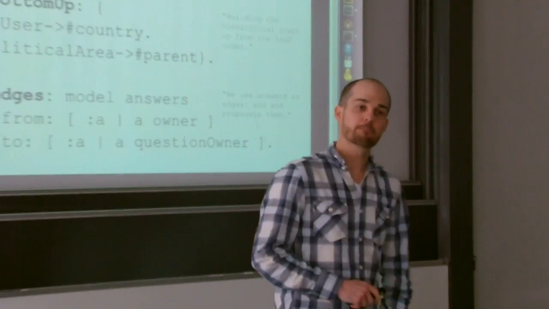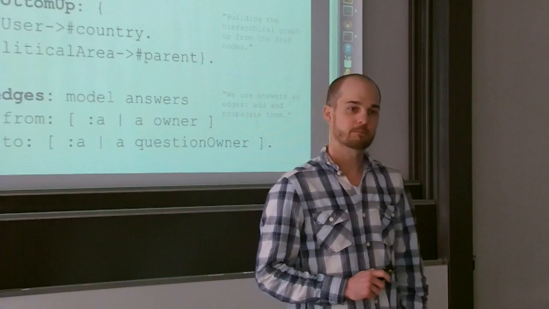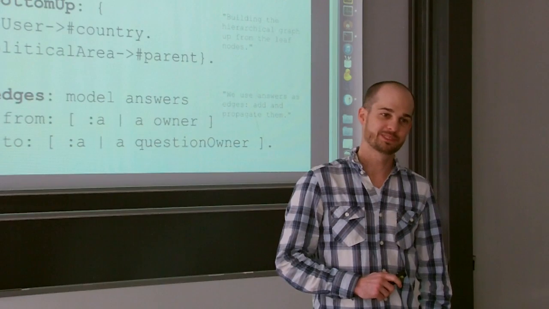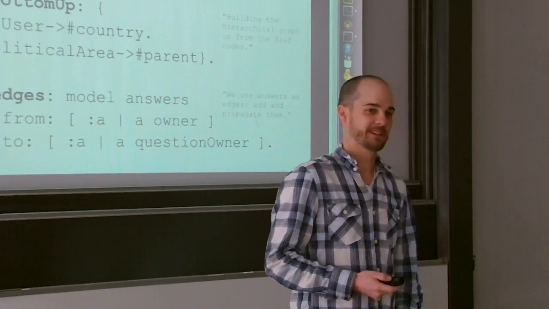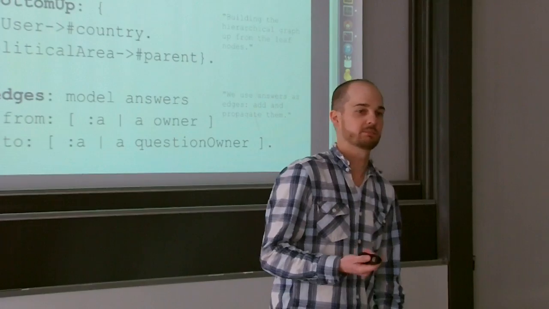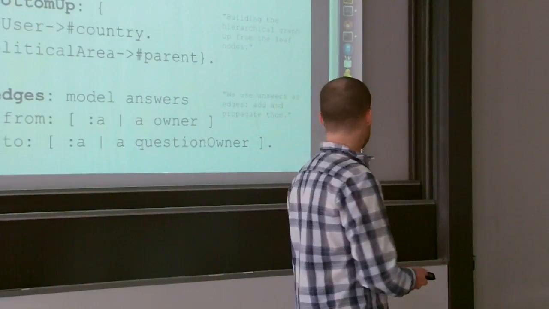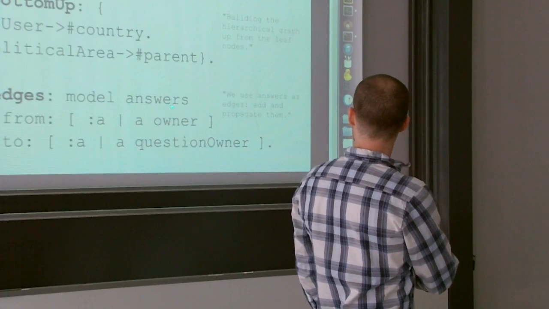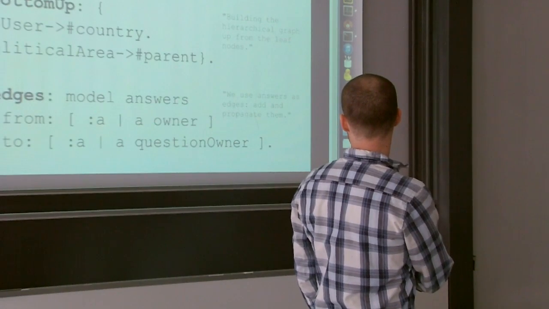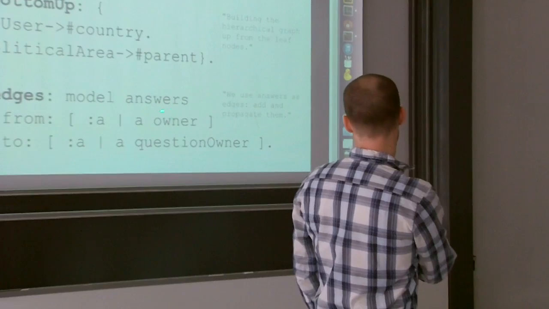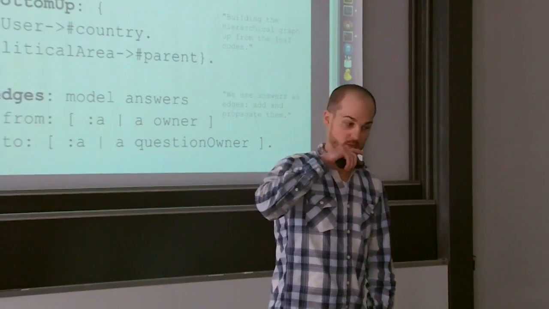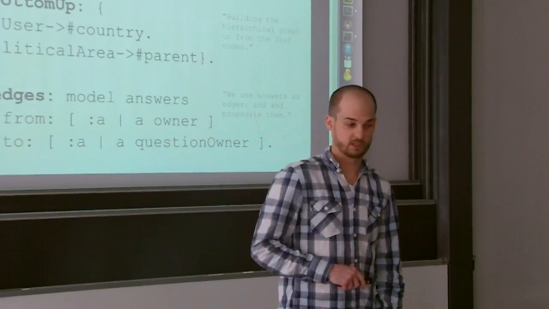So wait. How do you stop? If it's nil, you stop. Okay. So if the political area has no parent, then that's the end. And so yeah, for the edges you give the answers, and you just tell it how to get from one user to the next user. So the user who asked the question to the user who answered that question.